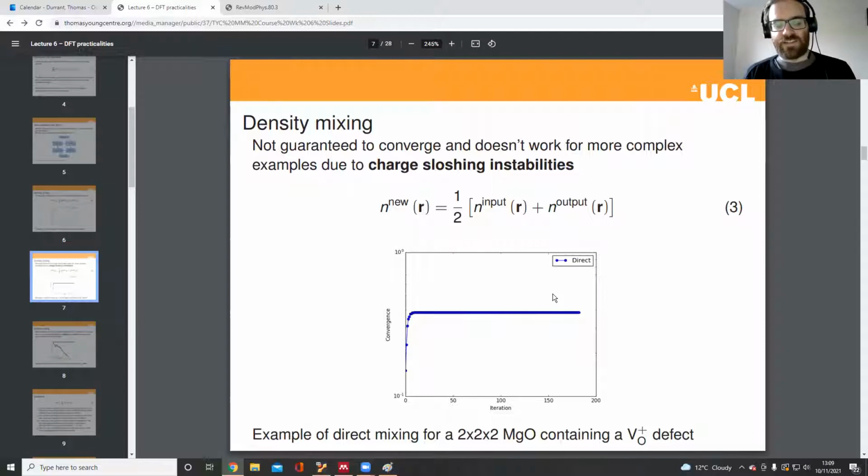So on this slide, I've shown an example of using this algorithm when there's a defect in magnesium oxide. The defect state makes the situation a bit more complicated. You see that this direct mixing of the densities doesn't work. You just get stuck without any change in the convergence. As I say, what's happening is that the input and the output density are swapping places every time we run this algorithm, so we don't make any forward progress. We're just going backwards and forwards between two densities that aren't a solution of the equation.